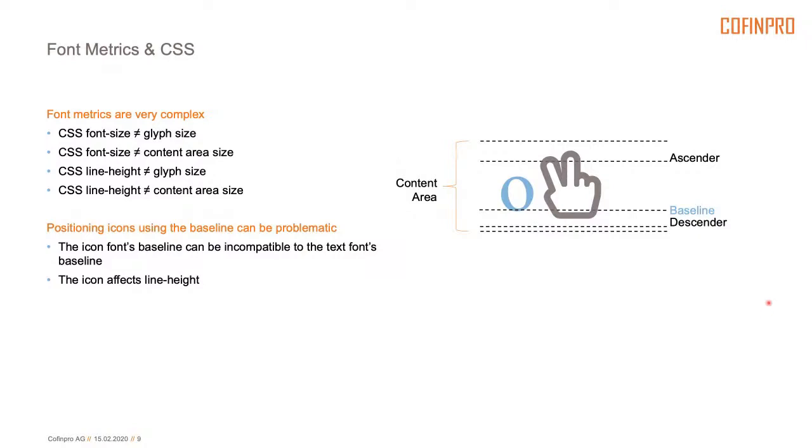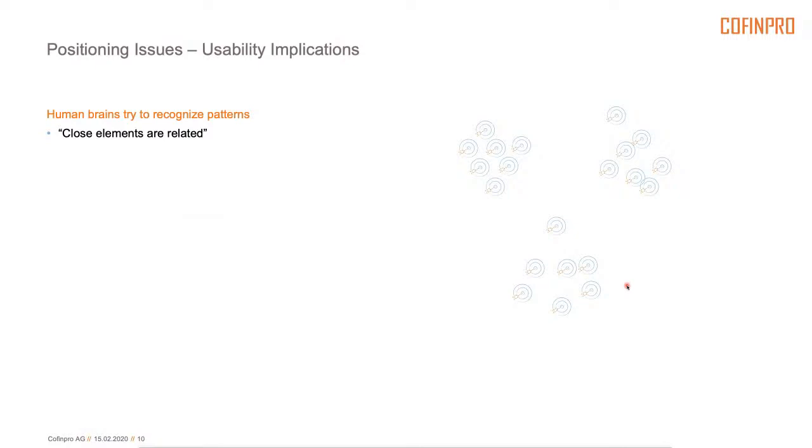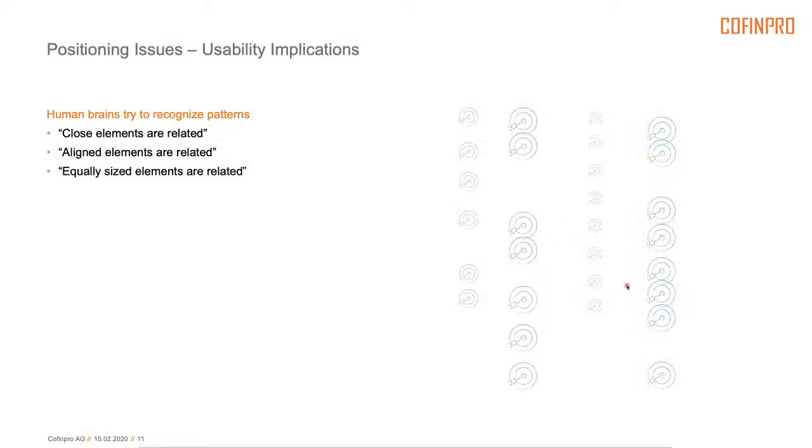And I also told you about the positioning issues that you have when you try to implement icons. Why is that an issue in the first place? Human brains try to recognize patterns. Actually, those positioning issues have usability implications, because if the human brain cannot recognize those patterns, it gets uncomfortable. That's very subconscious, but the effect is totally there. Those patterns, for example, are: close elements are related.